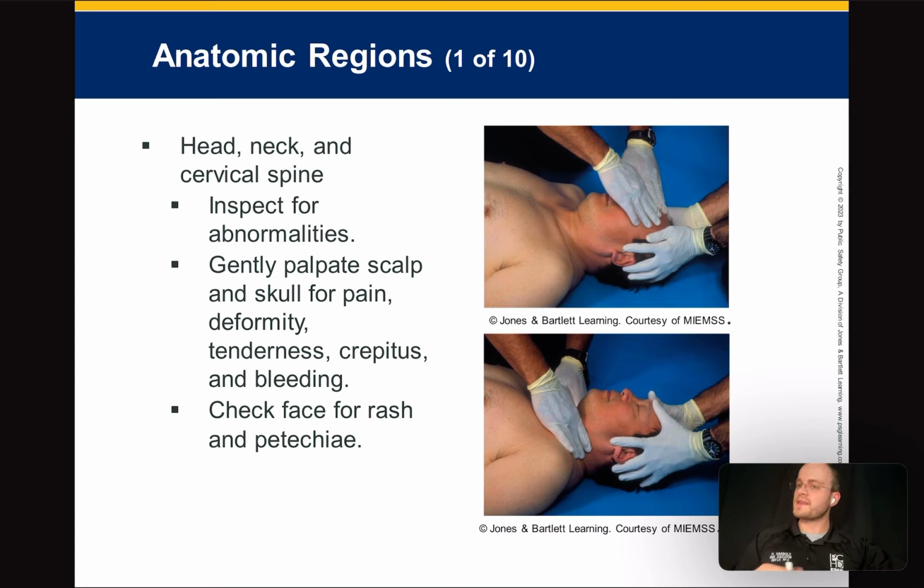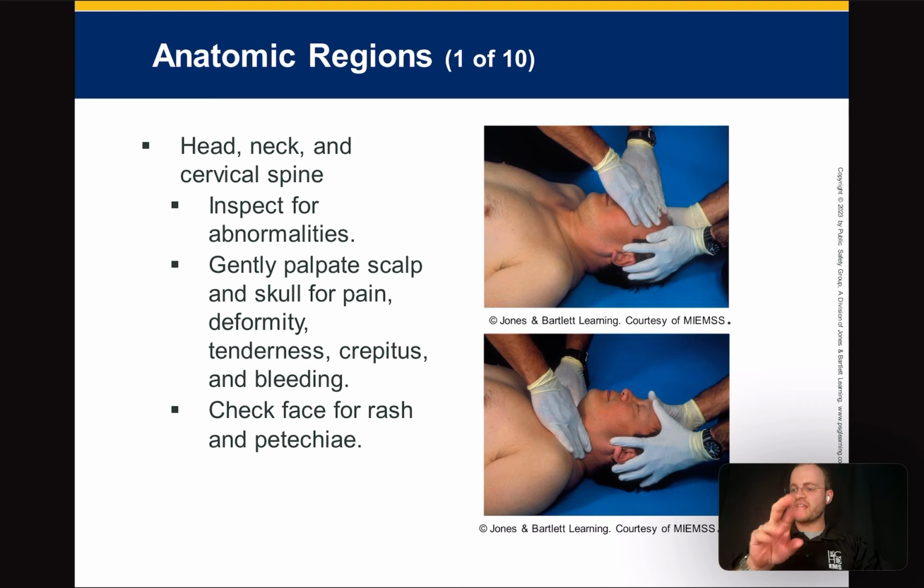Now, anatomic. I'm going to go through these because I think this is best done in the class. And so basically, what we'll do is we will palpate the scalp and the skull, and we're feeling for pain, deformity, crepitus. What's crepitus? That's the feeling of two broken bones rubbing together. It has a very distinct sound and feel, as you can imagine. And bleeding. And we're going to check the face for rash and petechiae.